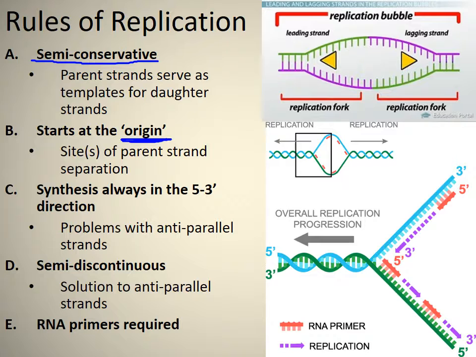The new daughter strand will always be synthesized in the 5' to 3' direction. So the parent strand won't be synthesized 5' to 3', but the new daughter strand will be. We'll take a look at some issues that our cell will have to figure out and provide a solution for, and we will talk about that.